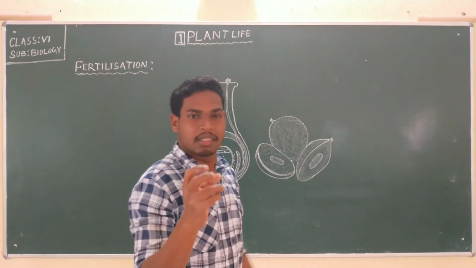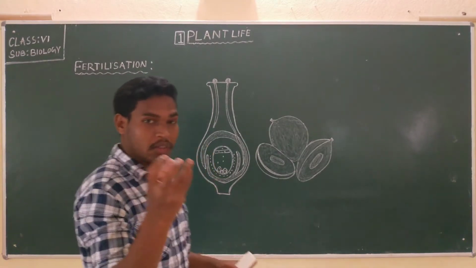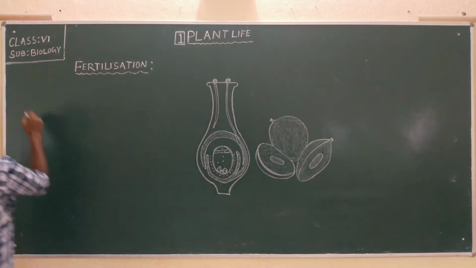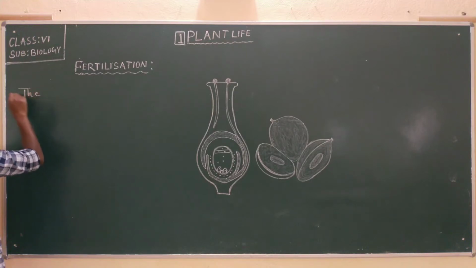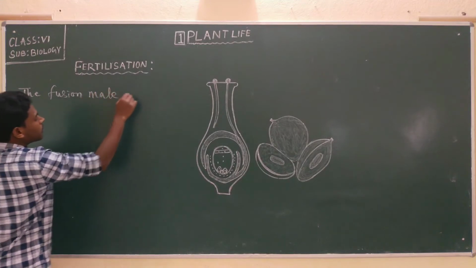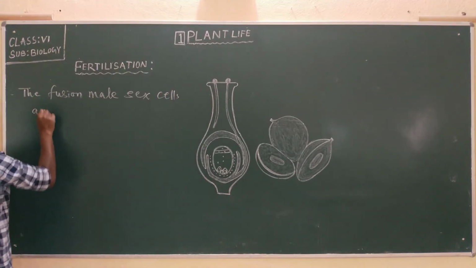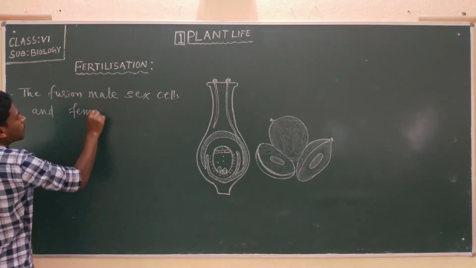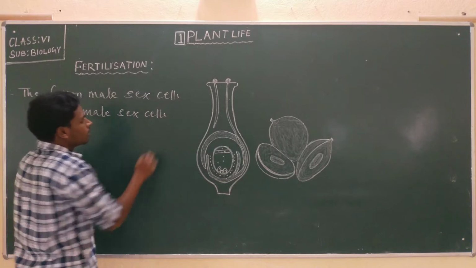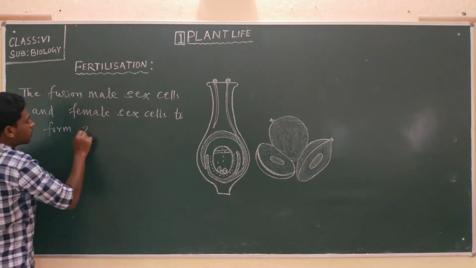The first form, the first structure after fertilization, is known as what? Zygote. So fertilization is the fusion of male sex cells and female sex cells to form zygote.